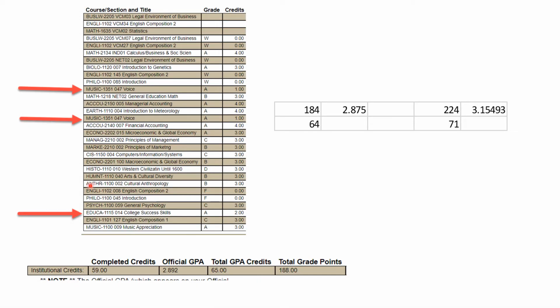So here is the actual portfolio that Zoe, the hypothetical Zoe, presented. And this is how the College of DuPage did their calculation. And these were the numbers that I showed you. Now, one of the things that I forgot was that I didn't want you to be confused by this Music 1351, and so I deleted one of them. But notice that Zoe took it twice, once here and another time down here, and got an A both times.